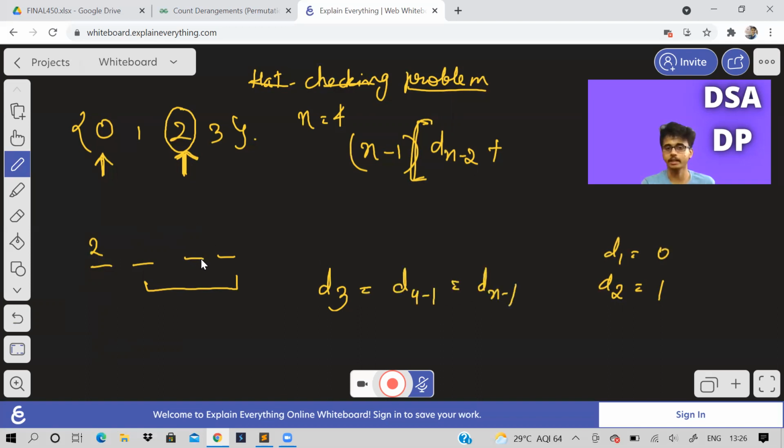How many places are there? 3. Now how many derangements can be there? So I can put 3 here, I can put 0 here, I can put 1 here. Okay, if I fix 2, I can put 3 here, I can put 0 here, I can put 1 here. Can I do that?